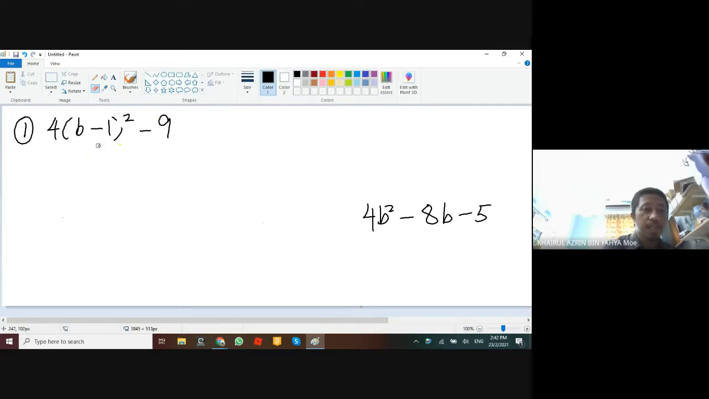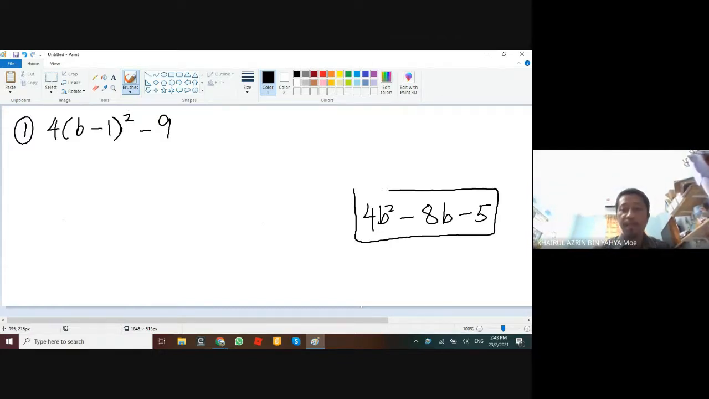Okay, so I erased the yellow color already. Let me write back here. Okay. So this is the answer that we get from the first method.